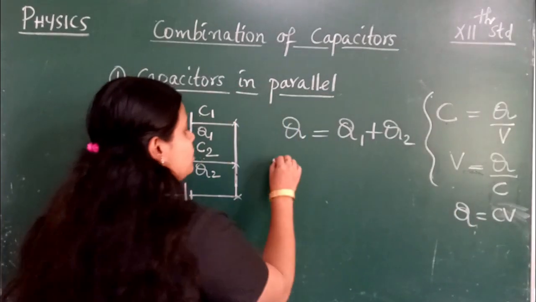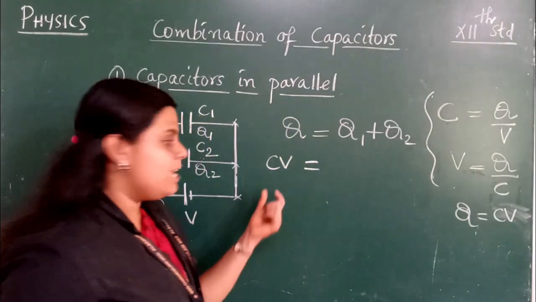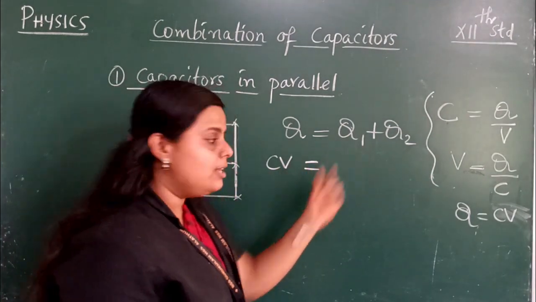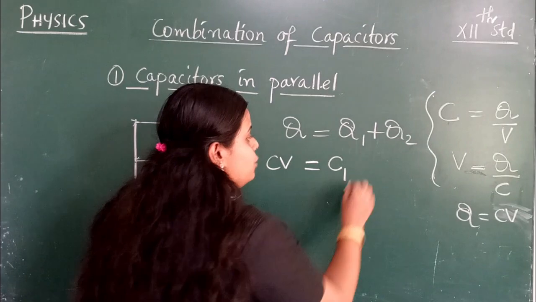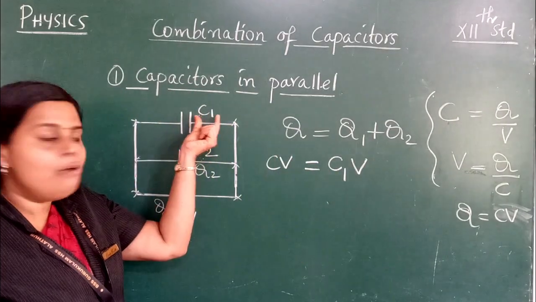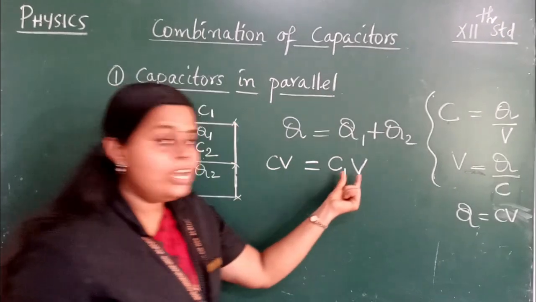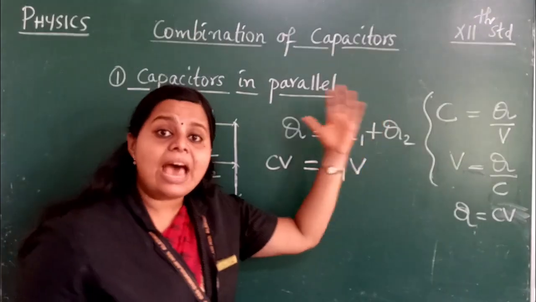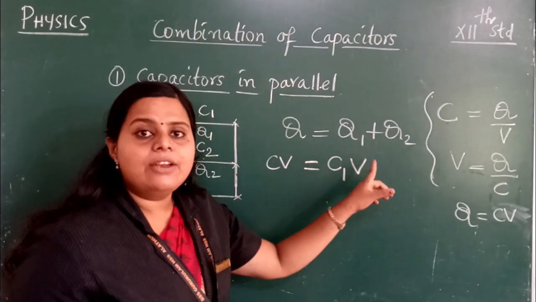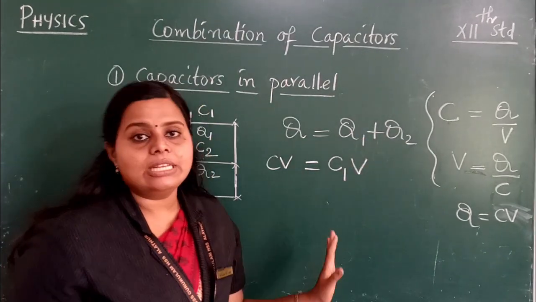Yes, Q is equal to CV, the capacitance into the potential difference. So what is Q1? C1 into V. Here C1 is the capacitance of this capacitor, and already we said that in a parallel combination the potential difference will be the same. So instead of V1 we can write simply V, instead of V2 we can write simply V.